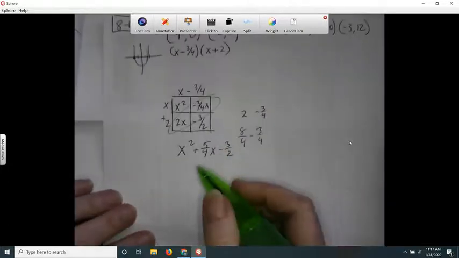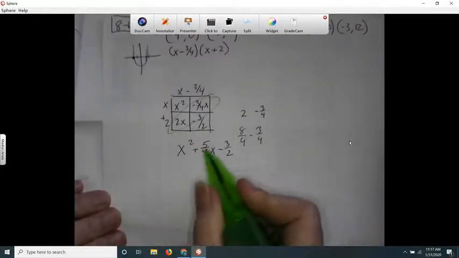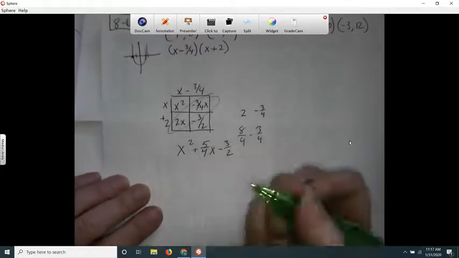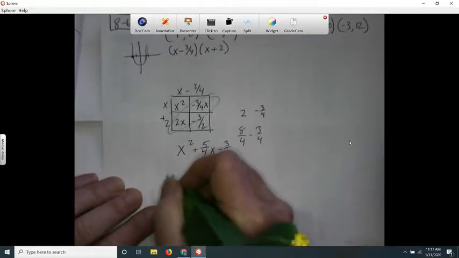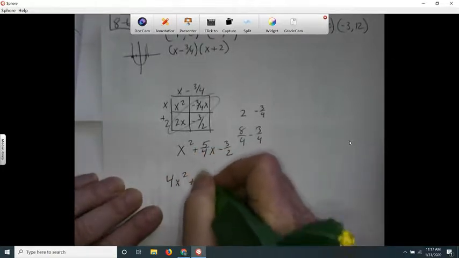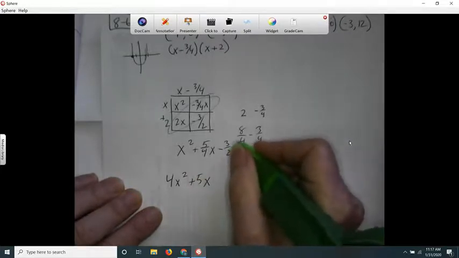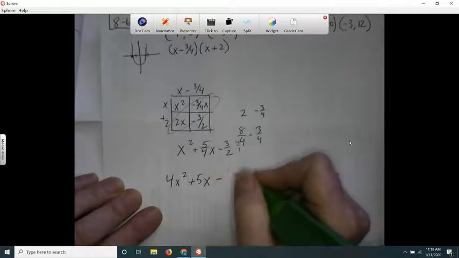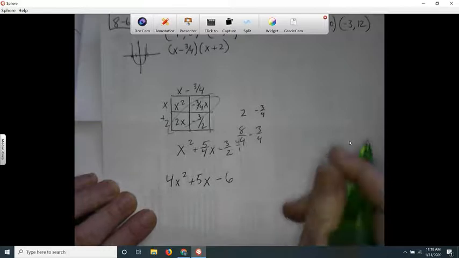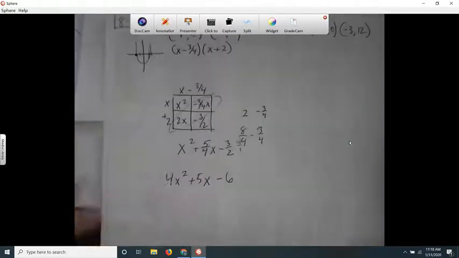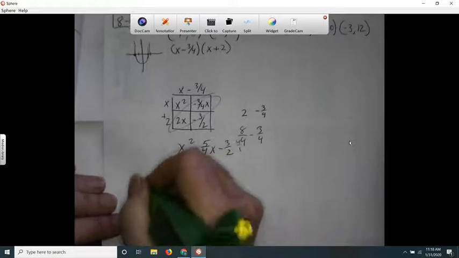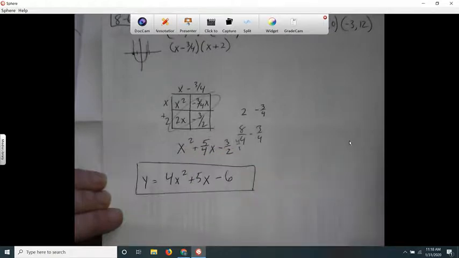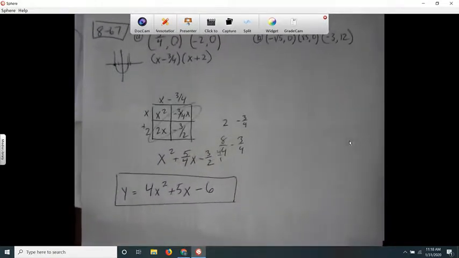We're probably going to want to change that a little bit. I wrote it like this, but I know that if I multiply everything by 4, that'll get the fractions to go away. So this could be 4x squared plus 5x, and then if I multiply this by 4, I think minus 6. So let's see which one your answer key has. Yeah, so your answer key keeps doing it like this. Whatever fractions you get, you go ahead and do the fraction busting or whatever.